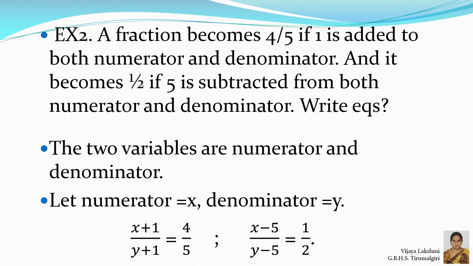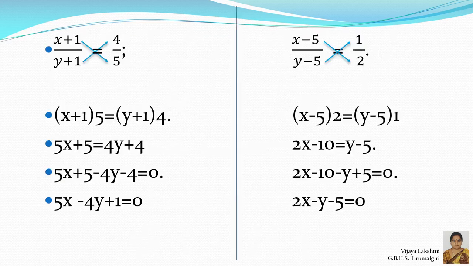So x plus 1 by y plus 1 is equal to 4 by 5. So I am adding 1 to the numerator and 1 to the denominator. So the result will be 4 by 5. And the second condition is, if 5 is subtracted from both numerator and denominator, the value becomes 1 by 2. So x minus 5 by y minus 5 is equal to 1 by 2.